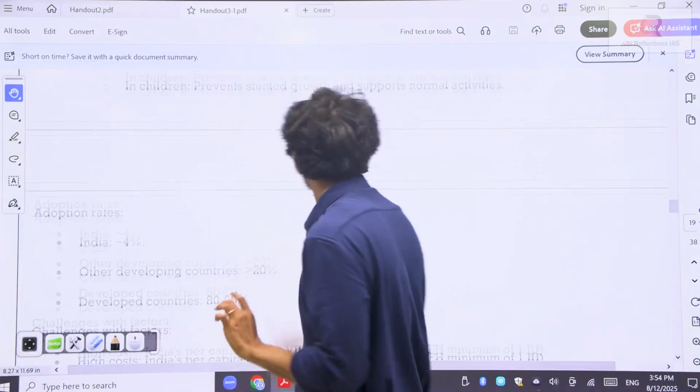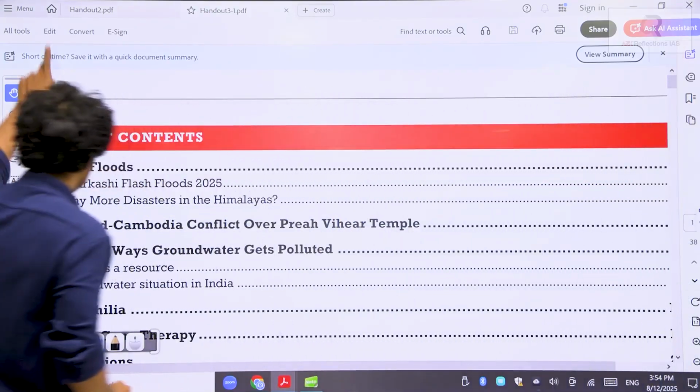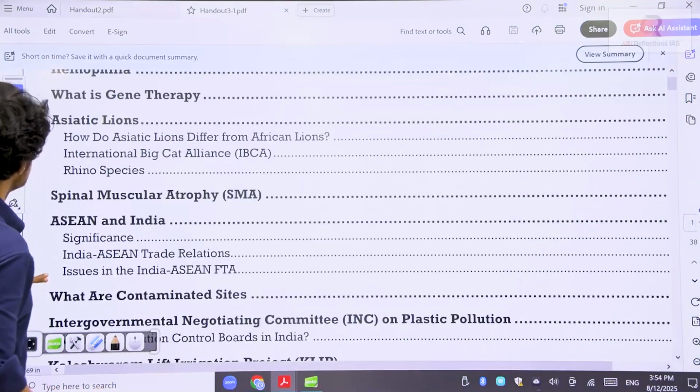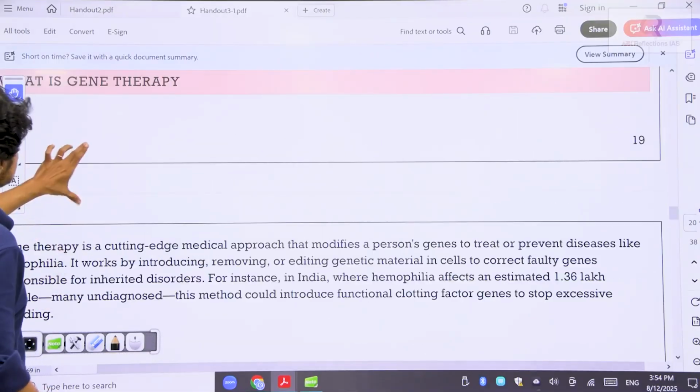Now let's revise, I am going back to the basics. This is called current affairs plus, where I am getting into the concept of gene therapy.